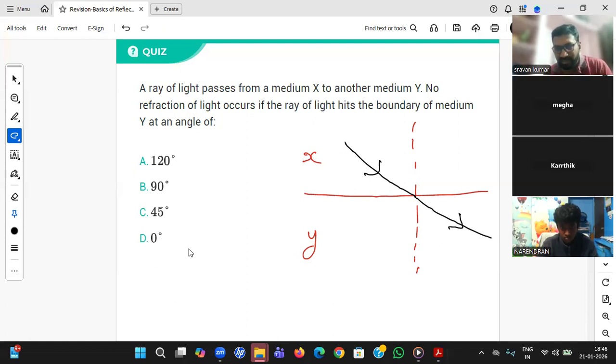Narendran right answer, Mega right answer, Tanushri no student, Tanish right answer, Rujuta right answer. Yes, Narendran, help me student. How did you do? No refraction of light means refraction itself is bending. So he's saying no bending of light is possible.